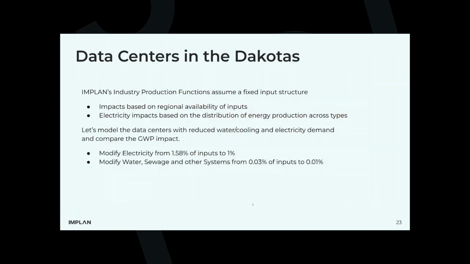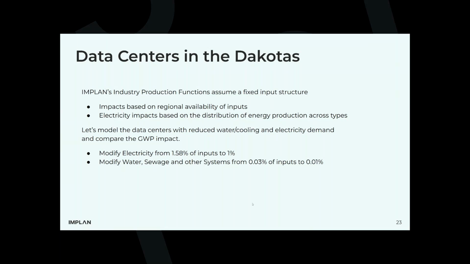So that's using just the little minimal information that we use. IMPLAN's industry production functions assume a fixed input structure. So the ratio of inputs that the data center will need in order to operate is consistent, and we then use the regional availability of inputs to tailor our impacts and to specifically find out where those inputs are going to be purchased from and where our impacts are really going to land. We further use the electricity information to determine how those impacts will split across the energy types. So we're using the distribution of energy production in a specific region to determine that mix.